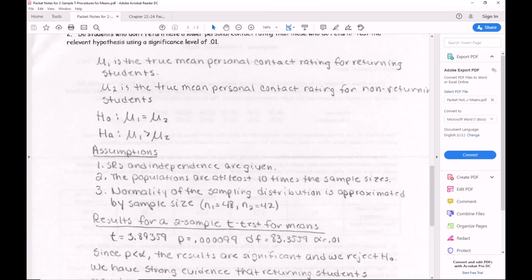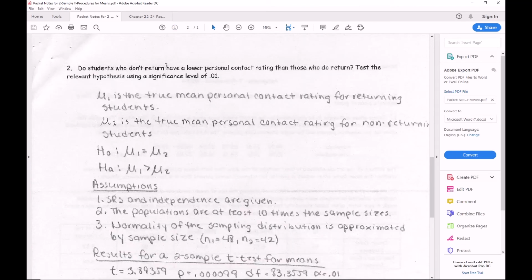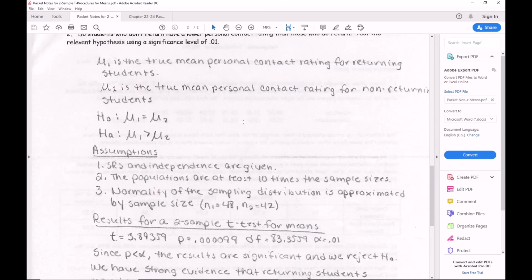And the next page is, do students who don't return have a lower personal contact rating than those who do return? So that's directional, one more than the other. Test the relevant hypothesis using a significance level of 0.01. All right, so here we go. mu1 is the true mean personal contact rating for returning students, and mu2 is the same for non-returning.